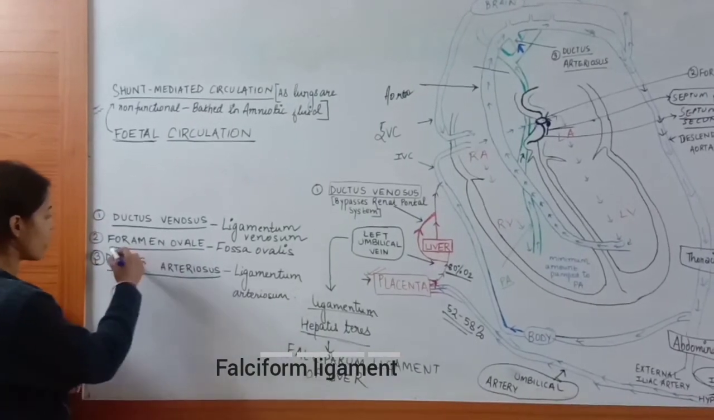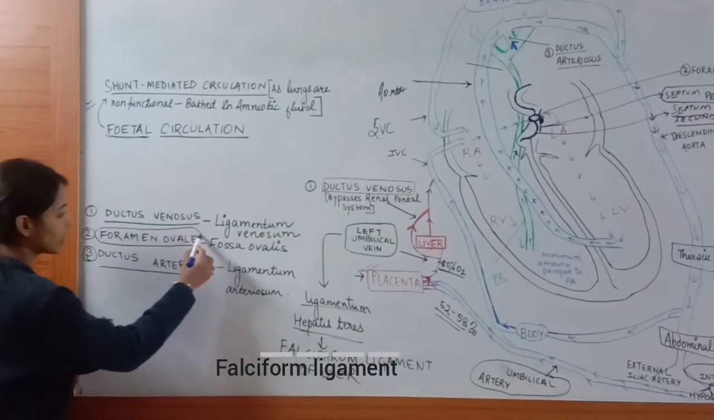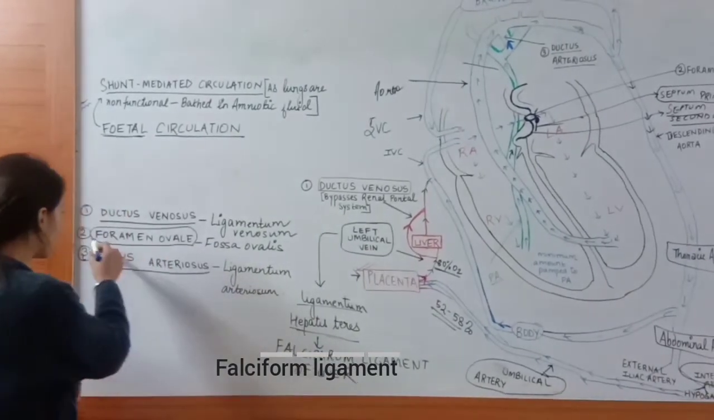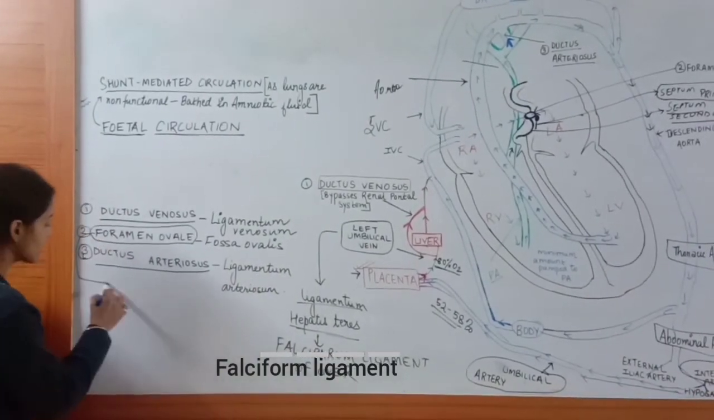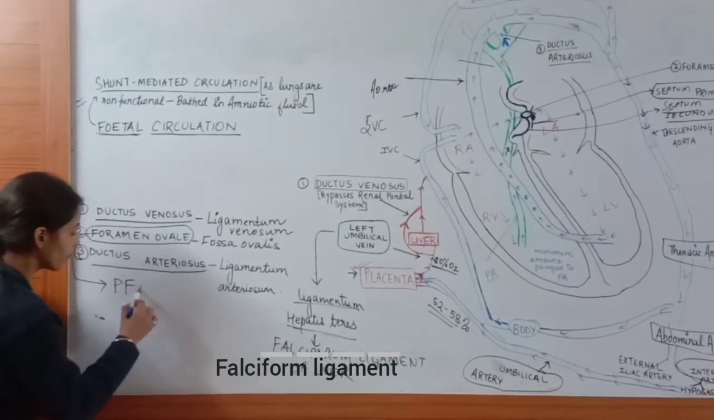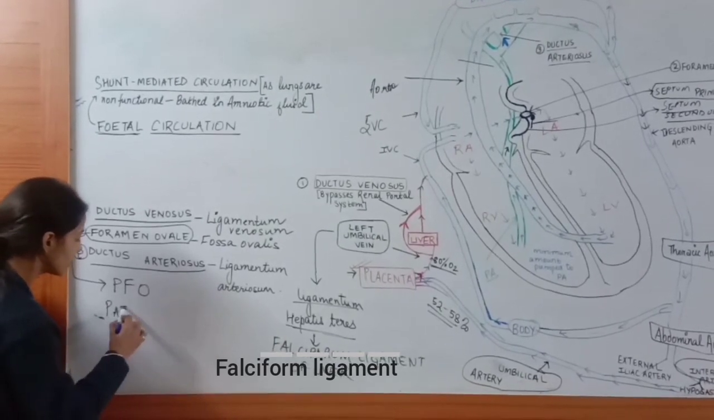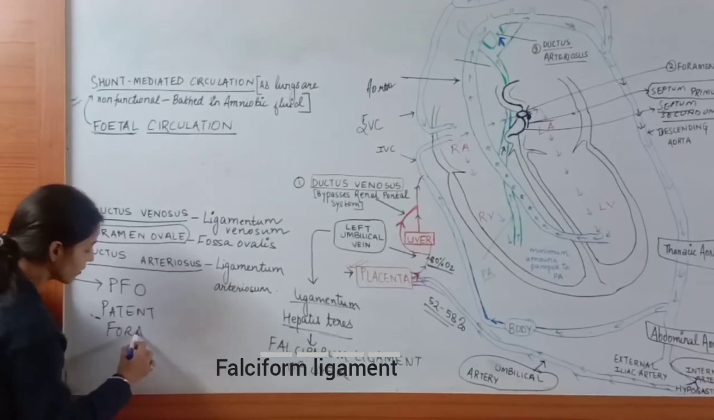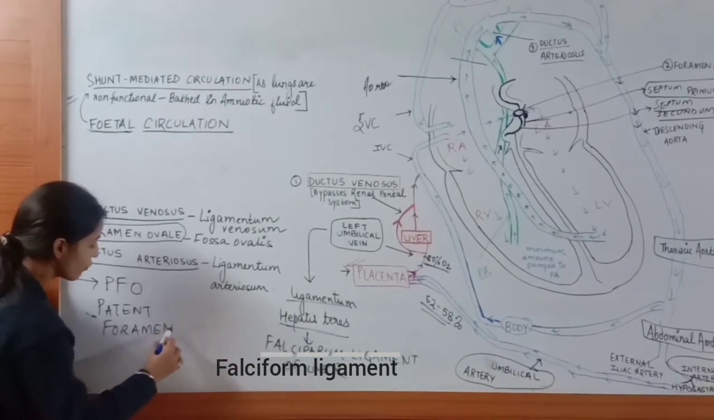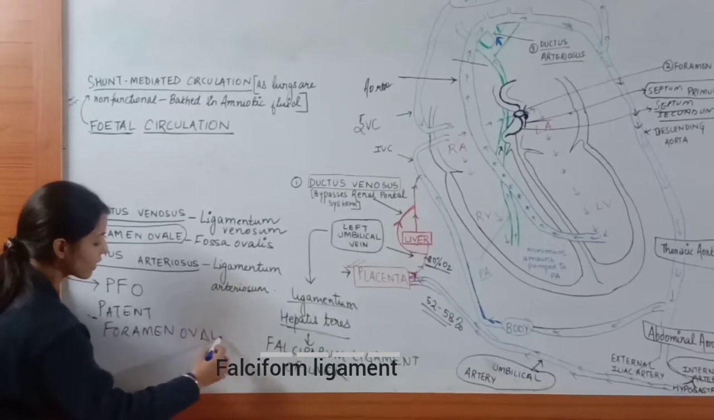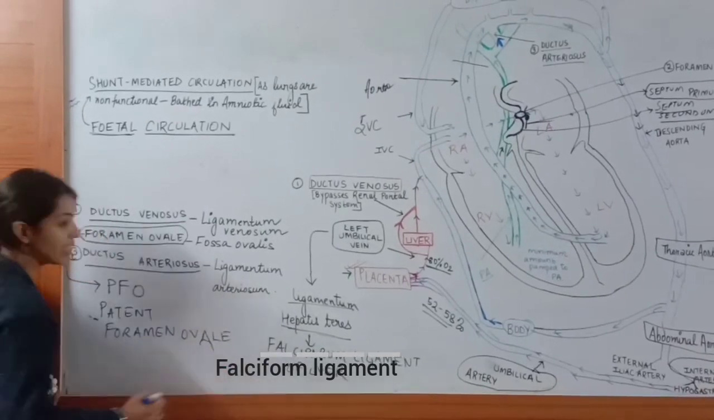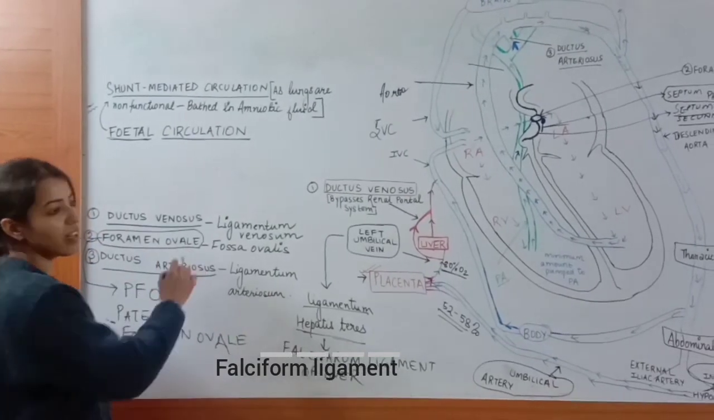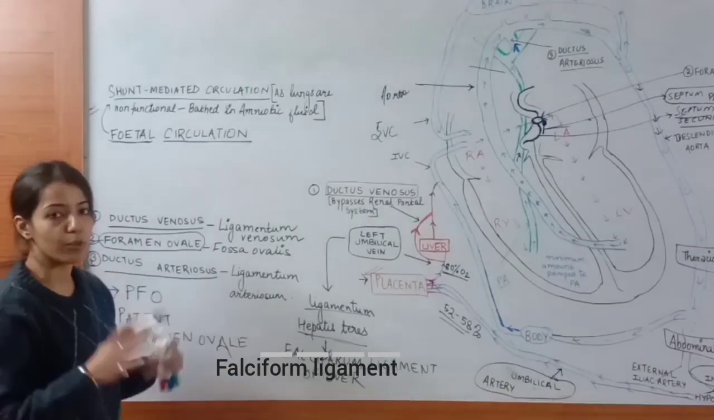So if this foramen ovale does not close in certain conditions, then this is known as PFO, that is patent foramen ovale. Patent foramen ovale, and then you actually get to hear things like he is having a hole in the heart. That means the foramen ovale is not properly closed after birth.